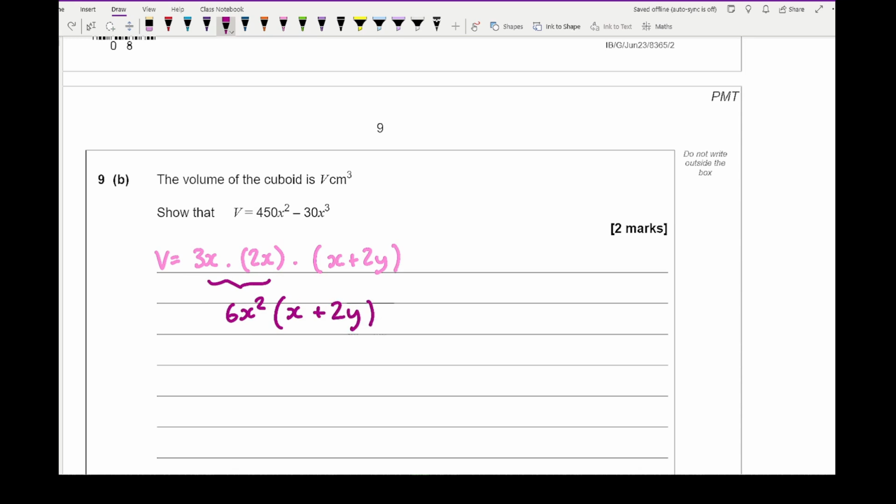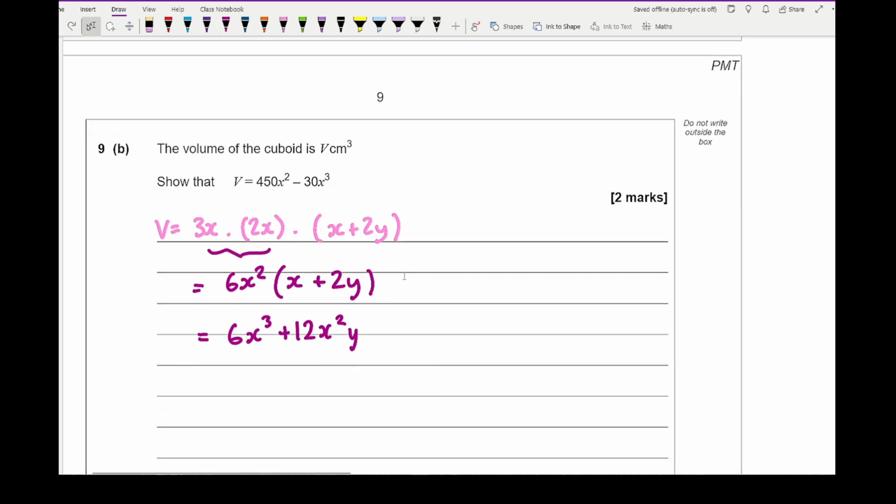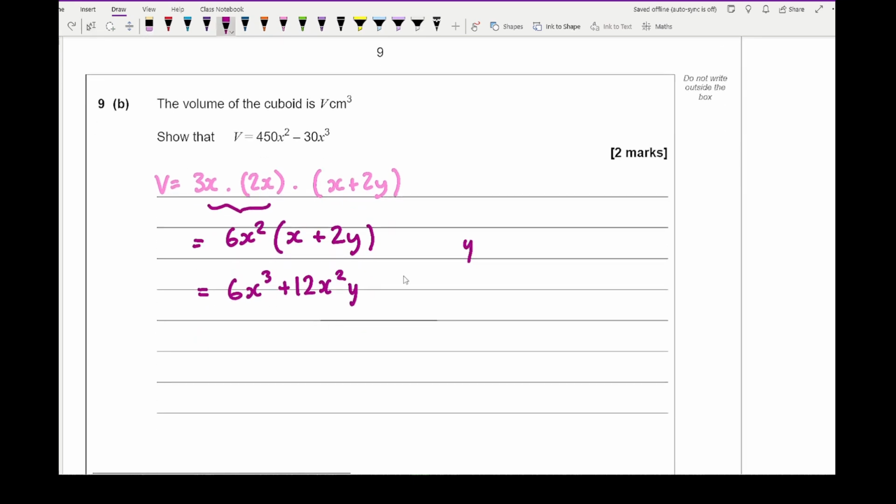So expanding them out, what do I get? Well, I'm going to end up with 6x cubed plus 6 times 2, which is 2x squared. No, it's going to be 12x squared y. Now at this moment in time you might be thinking to yourself, well, that doesn't equal the same, but you need to remember that we need to get rid of this y. So from this y, what we then remember is that y equals 75 minus 6x over 2.